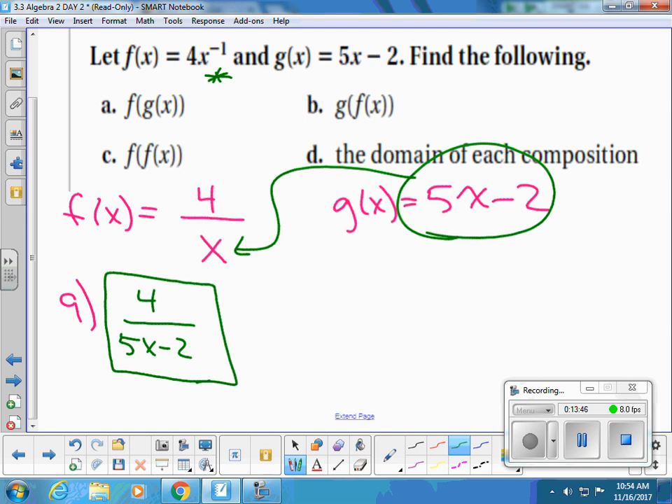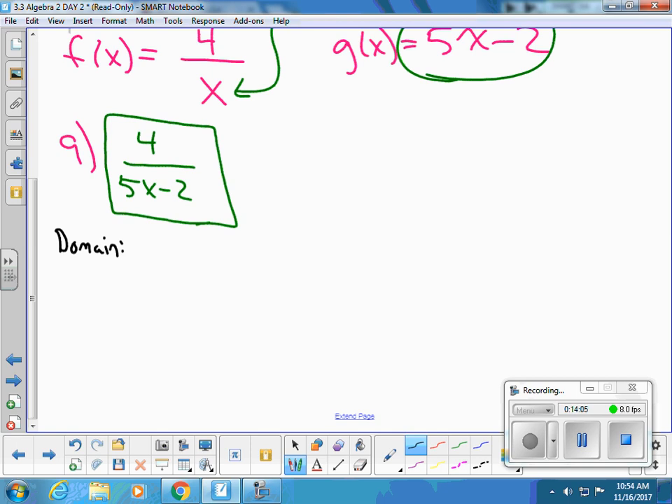Let's do the domain right now while we're thinking about it, though. What did I say? You're never allowed to divide by 0 in math. So could I stick a 0 in for x? Yeah, I could. 5 times 0 minus 2 is just negative 2, and that would work fine. So it's another number that we need to figure out. So if you can do it in your head, awesome. If you can't do it in your head, do it like this. Write down that 5x minus 2 cannot be 0, and then just solve it like an equation.